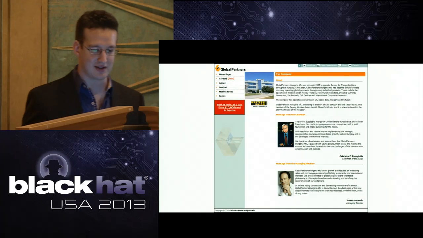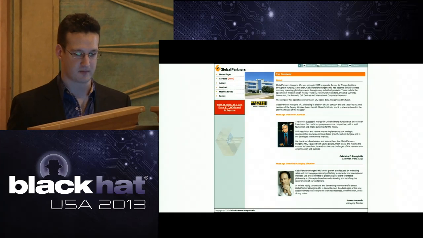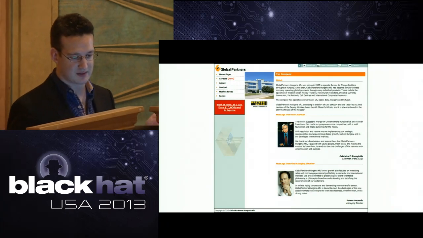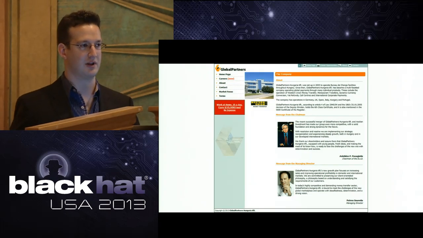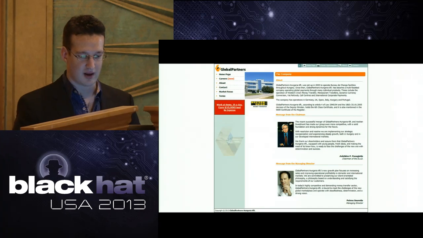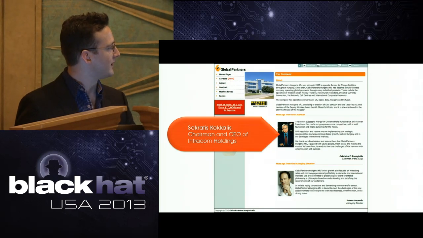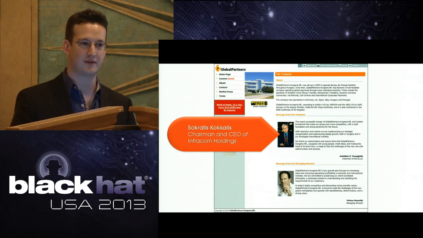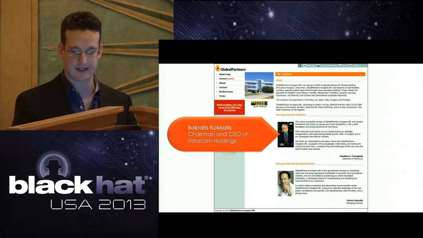We see some messages from prominent people at Global Partners Hungaria KFT. We see Aristides P. Panagiotis, the chairman of the board of directors, saying something to potential investors or people who apply to this site. However, that photo of Aristides P. Panagiotis is actually a photo of Socrates Kokalis, chairman and CEO of Intercom Holdings, and we're able to find that out by searching for that image and finding who this photo really was of.